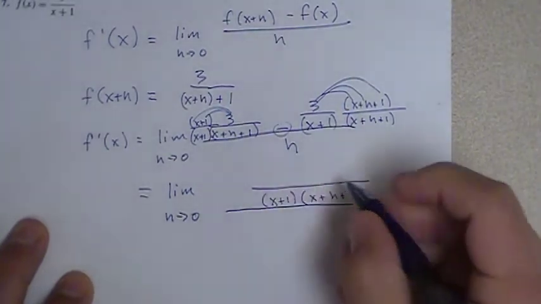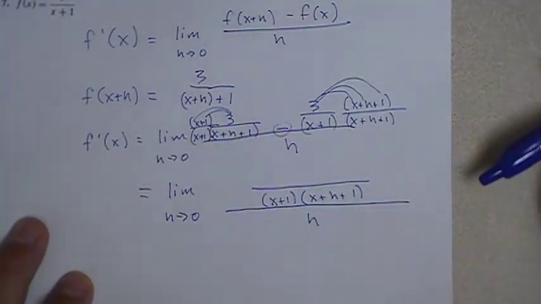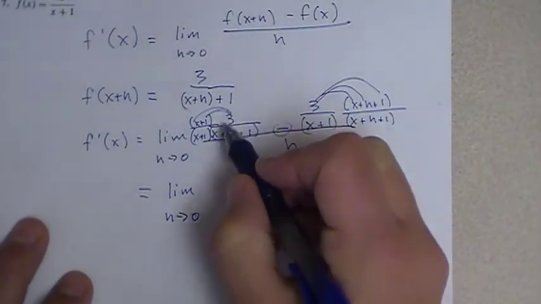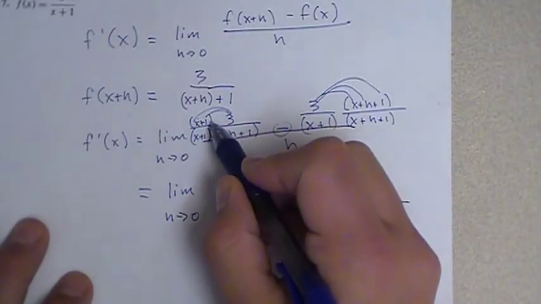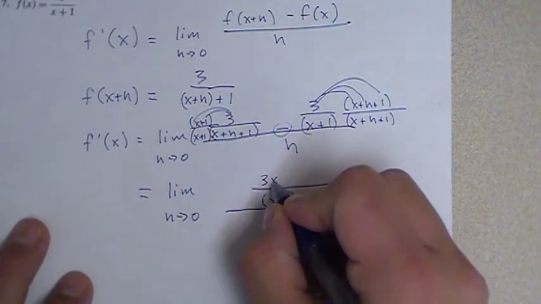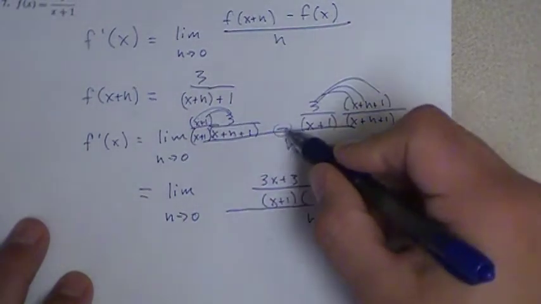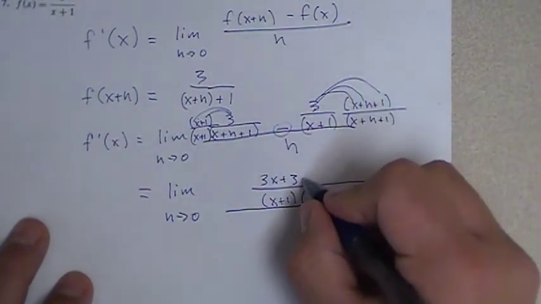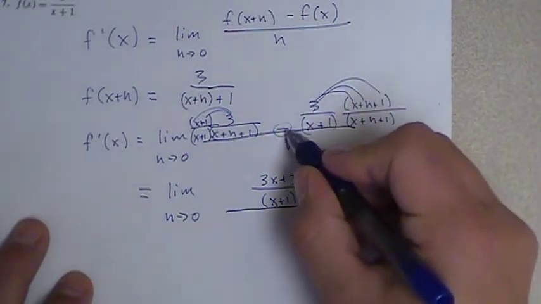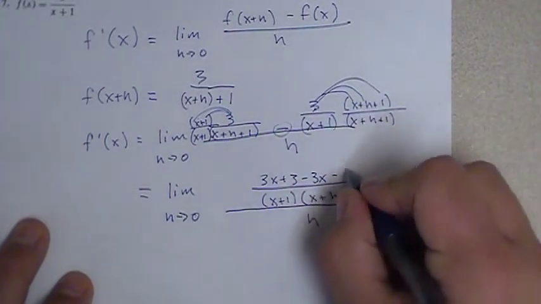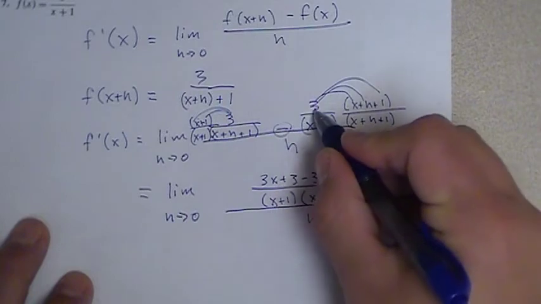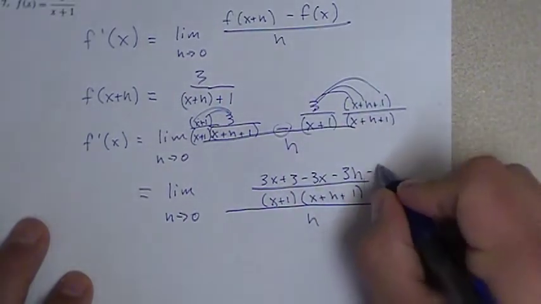All of this is still over the h in the bottom, so I still have a fraction within a fraction here, or a complex fraction. But in my numerator, I'm going to have 3 times x plus 3 times 1. So I'm going to have 3x plus 3, and then minus 3x, and then minus 3h, and then minus 3 times 1, so minus 3.